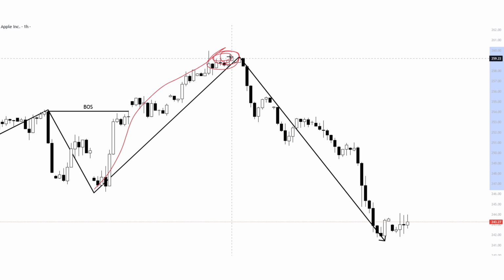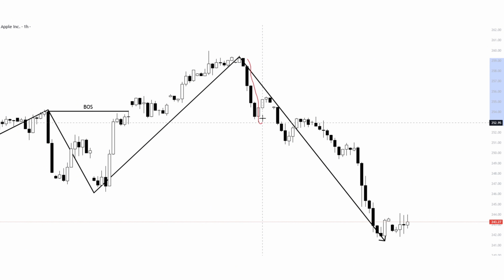And we should also pay attention to the internal structure, however, it is not that important at this point. The only important factor of the internal trend is that price broke down below these internal lows, basically forming an internal downtrend afterwards. So simply said, this was the market structure shift on the internal trend.